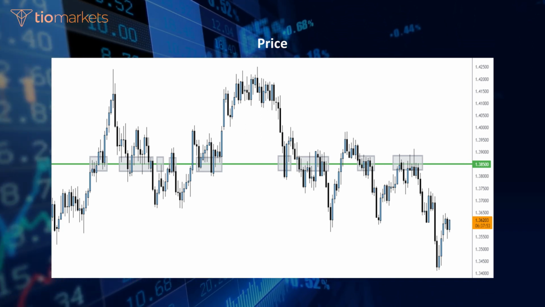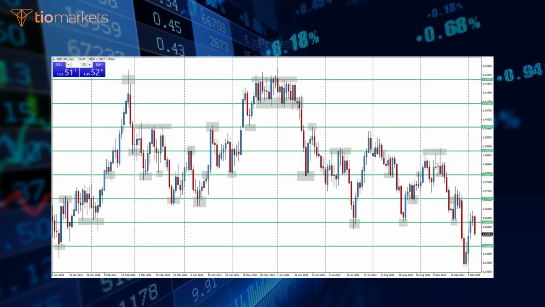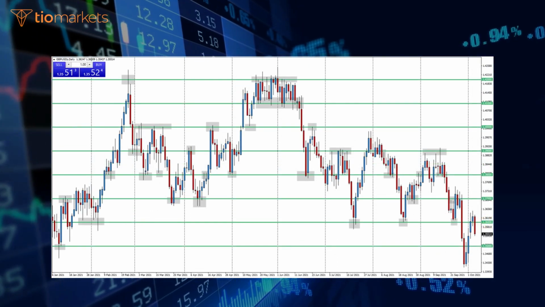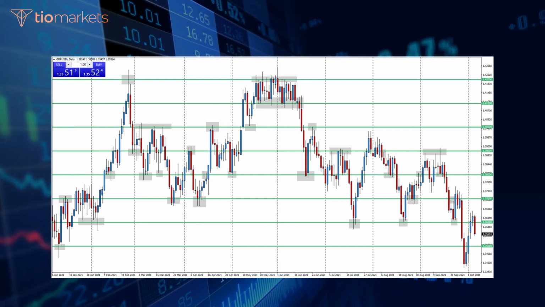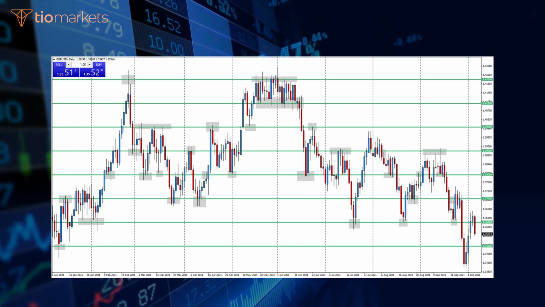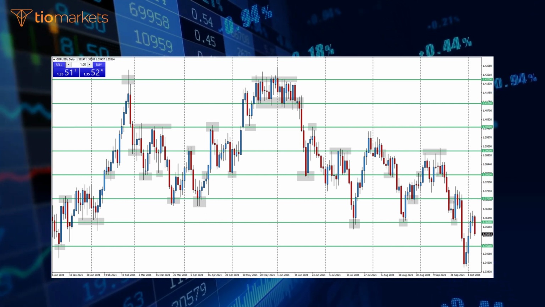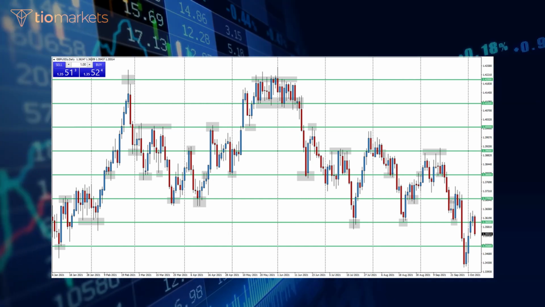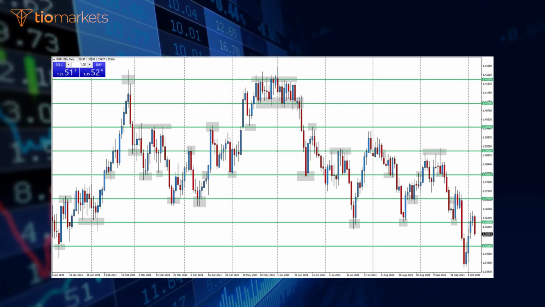Another simple technique you can apply to your trading is to use price to locate areas to buy and sell from. Look at this chart. I have marked all the big round numbers with green horizontal lines. What I mean by big round numbers are the whole numbers, like 1.3800, 1.3700, and so on. Notice how often the price bounced around these prices.